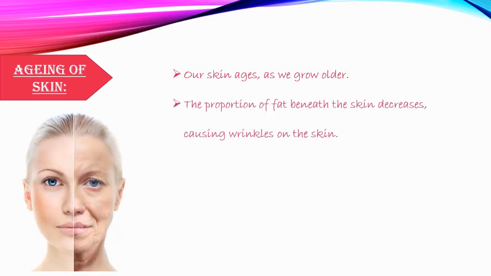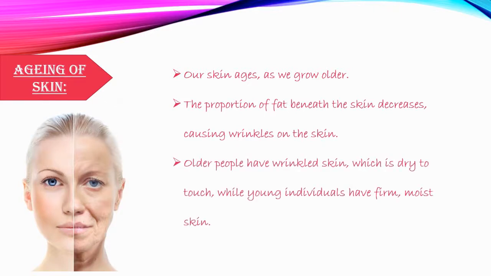Students, what is aging of skin? Our skin ages as we grow older. The proportion of fat beneath the skin decreases, causing wrinkles on the skin. And older people have wrinkled skin which is dry to touch, while young individuals have firm, moist skin.